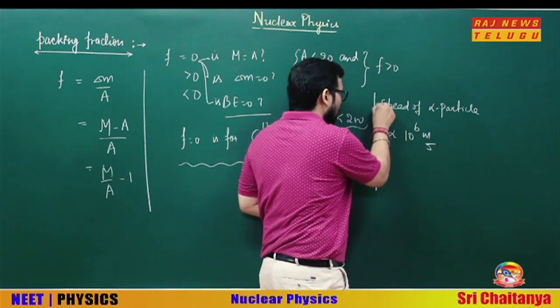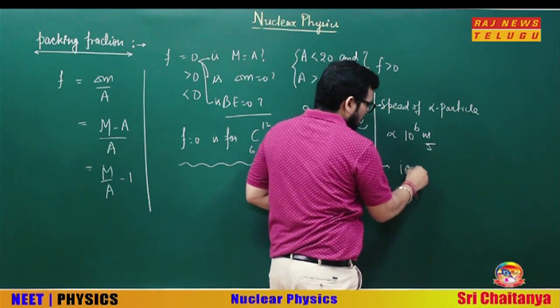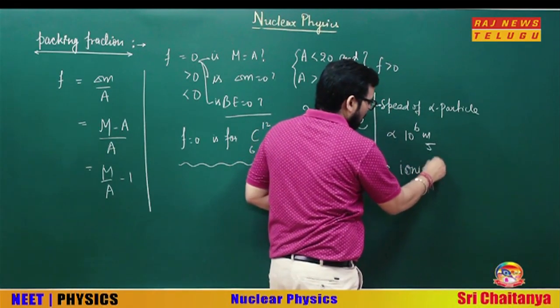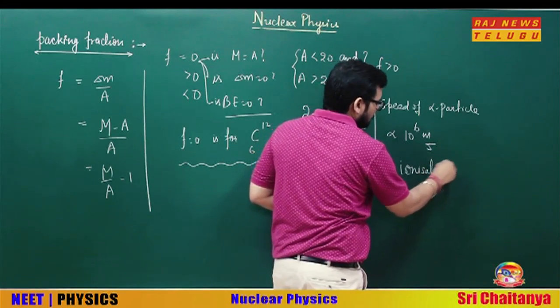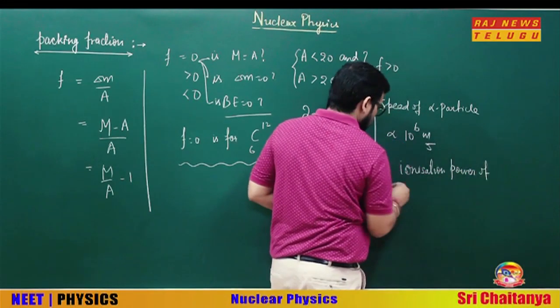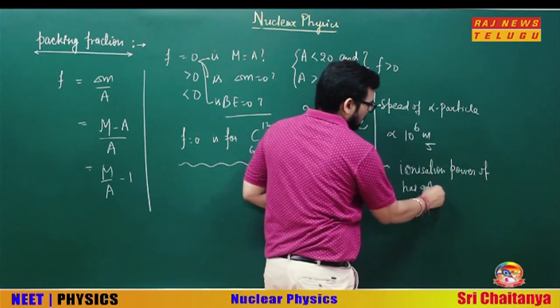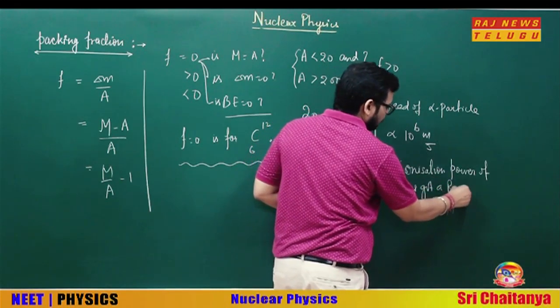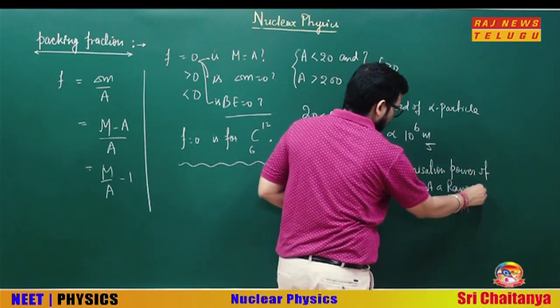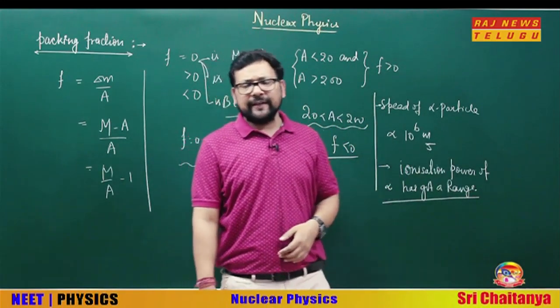Also, there was one point, the ionization power of alpha has got a range. Okay. There were some bullet points for alpha decay.